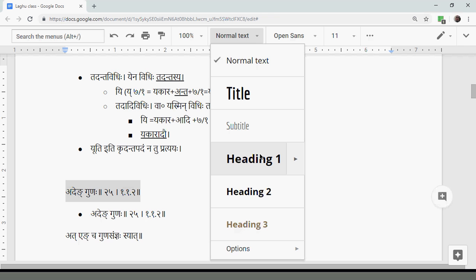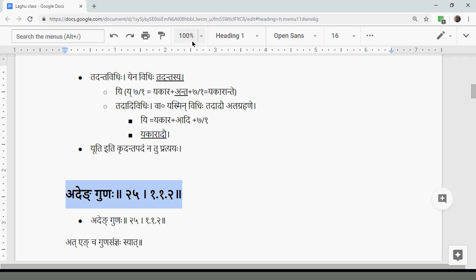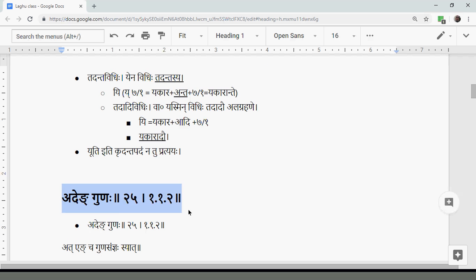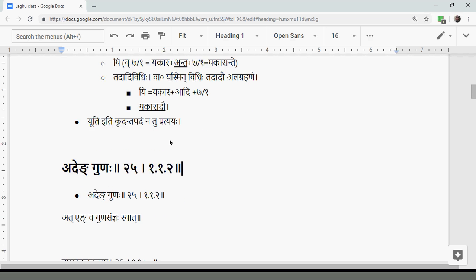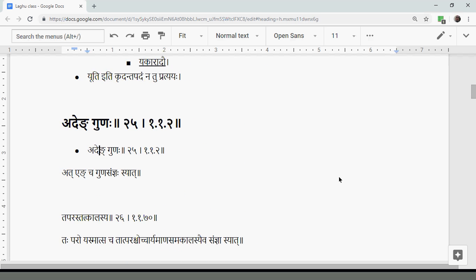Let me just highlight it. So Adeng Gunaha. What is the padachheda? At Eng Gunaha. At is first case singular, Eng is first case singular, and Guna is first case singular. So it is a sanjna sutra. It is saying At and Eng. Eng is a pratyahara. They are called as Guna. Guna is a sanjna given for that.